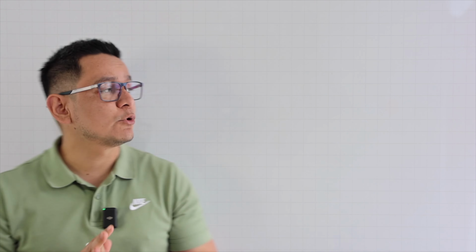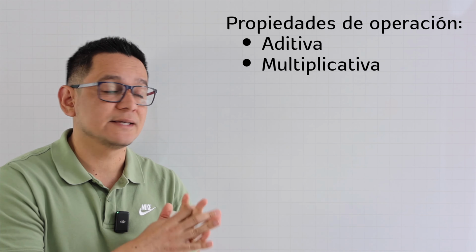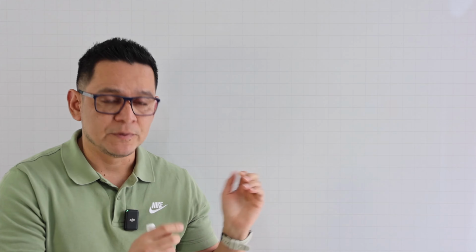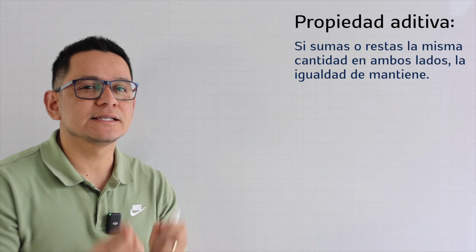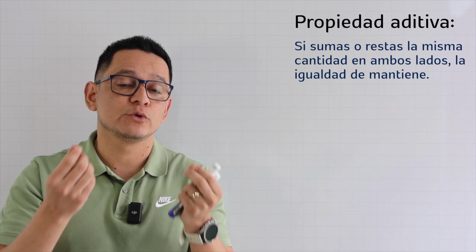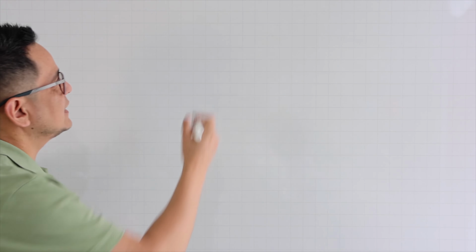Let's move on to the operational properties. We're going to divide this into two: the additive property and the multiplicative property. Let's start with the additive property. This tells me that if we add or subtract the same amount on both sides of an equation, the equality remains. We'll represent it like this.